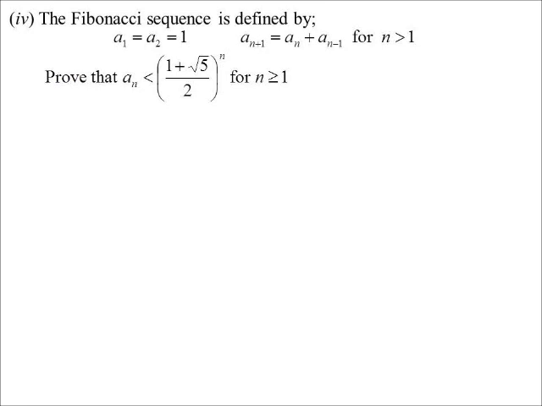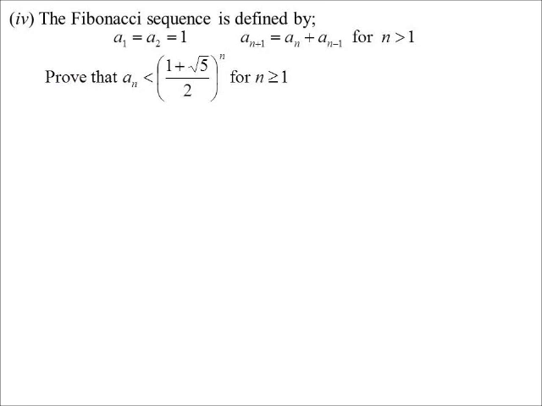Fibonacci sequence, personal favourite. I always like the Fibonacci's. Now, if you remember the Fibonacci sequence, the classic one starts with 1, and then it goes 1, 1, and then you add the 2 previous terms to get the next term. So it goes 1, 1, 2, 3, 5, 8, 13, 21.